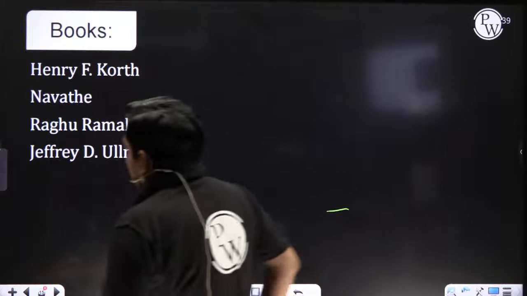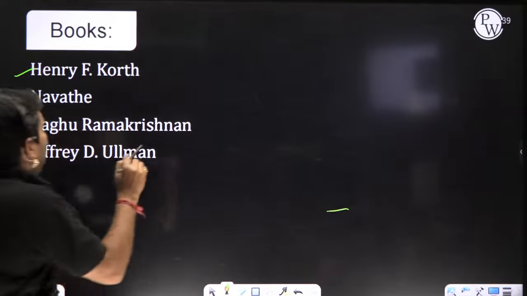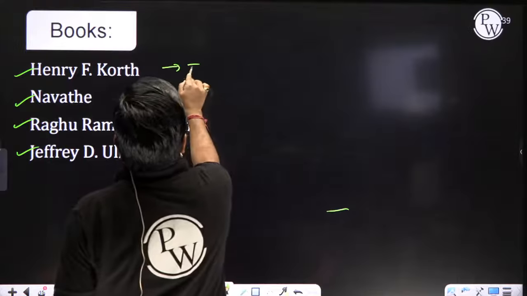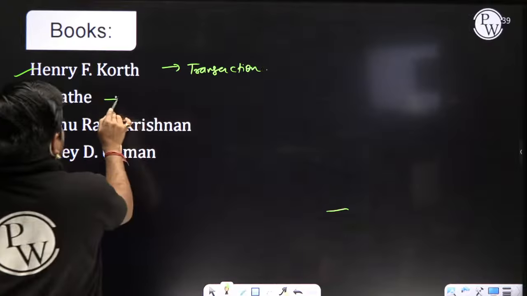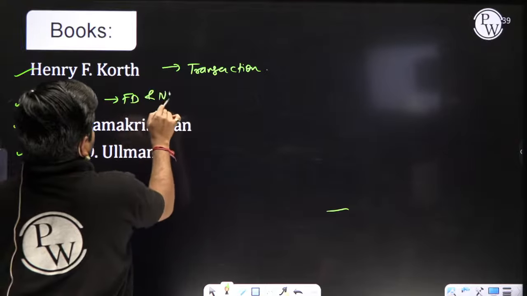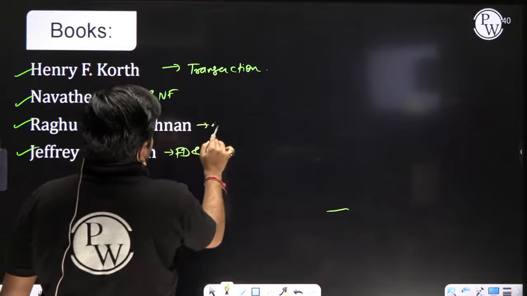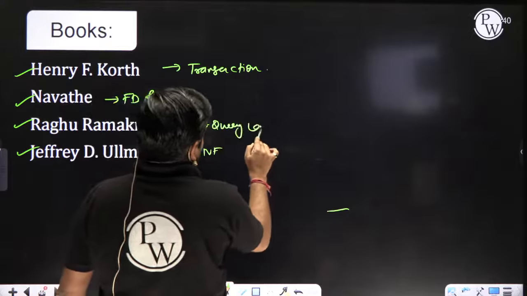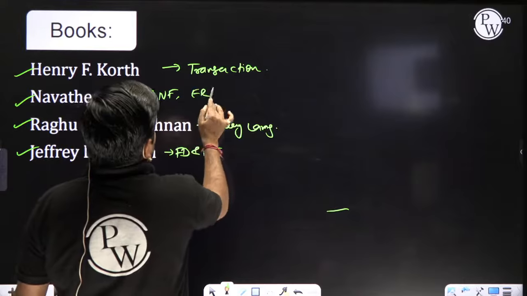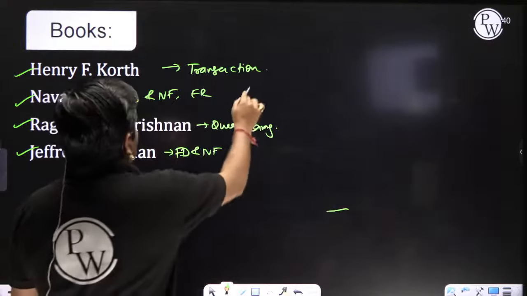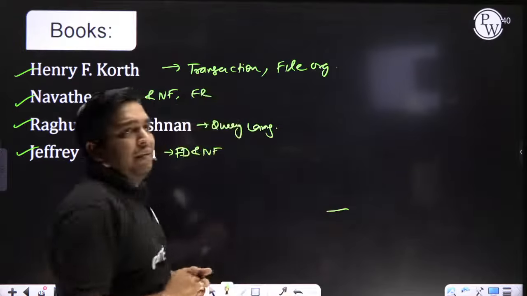Now, these are the books: Henry Korth, Navathe, Raghuramakrishnan and Ullman. Basically, the fourth I am using for the transaction chapter. Navathe, for FD and normal form, and this one is also for FD and normal form. This one I am using for query language. And this one is also for ER and foreign key concept, and this one I am using for file organization. These are the books which I am using for you.